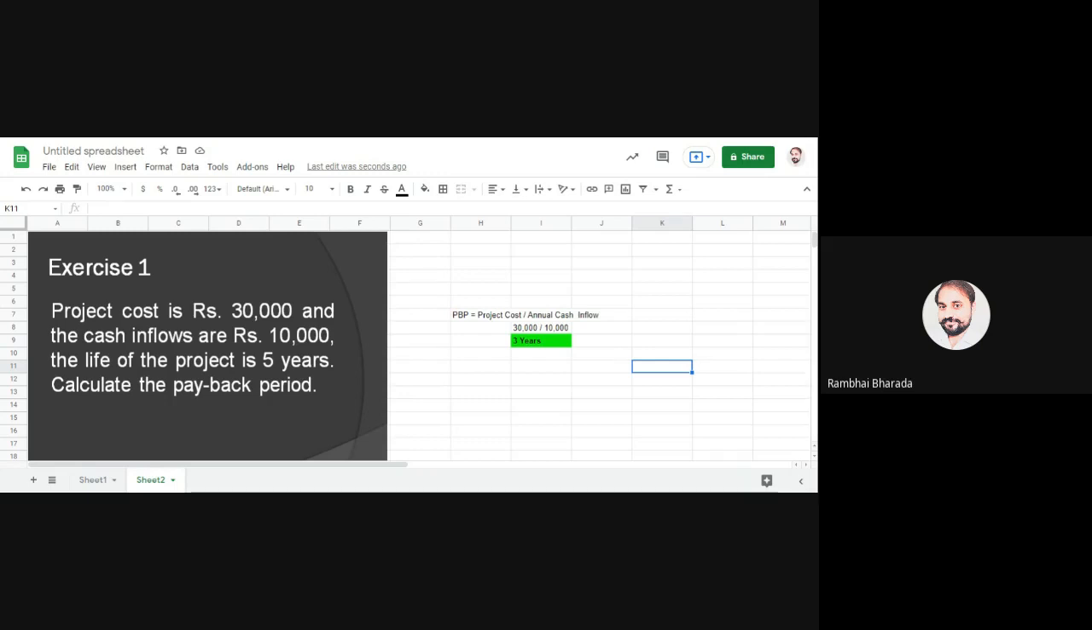Everyone, are we clear about this? This method is so simple. Now see, what is the life of the project? The life of the project is 5 years, and your payback period is 3 years. So whenever the payback period is less than the life, it is accepted. The decision is accepted. This project is accepted. Suppose your answer is 7 years, then the project should be rejected.